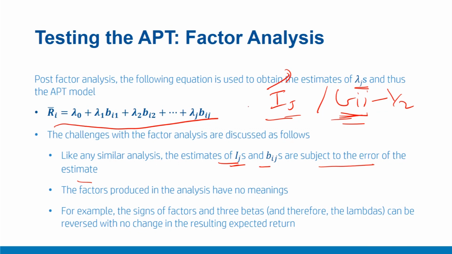So in a sense, these IJs and BIJs do not have any economic interpretation that is driven by factor analysis. To summarize, in this video we discussed how we can obtain IJs and BIJs as a part of factor analysis. However, we also noted that these estimates are subject to error of estimation, and second, these estimates do not have any special economic meaning as provided by factor analysis. That economic intuition or interpretation has to come from theory or outside factor analysis.